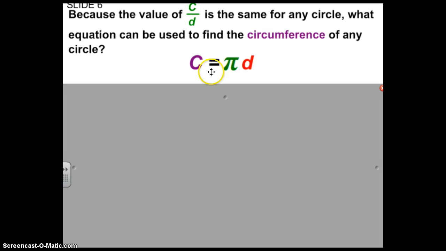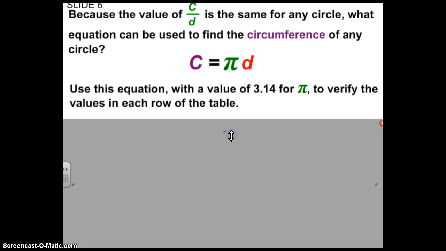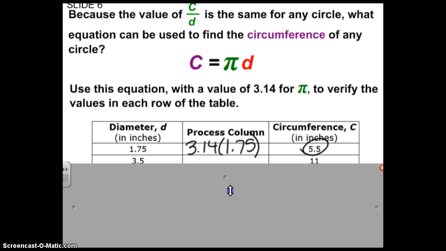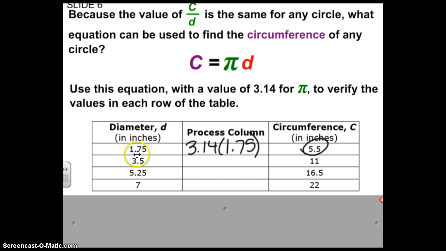Because the value of C over D is the same for any circle, what equation can be used to find the circumference? We use the circumference is equal to pi times diameter. Use the equation with a value of pi of 3.14. When you take the diameter times 3.14, what do you notice about the circumference you get? That's right, it's not exactly 5.5.